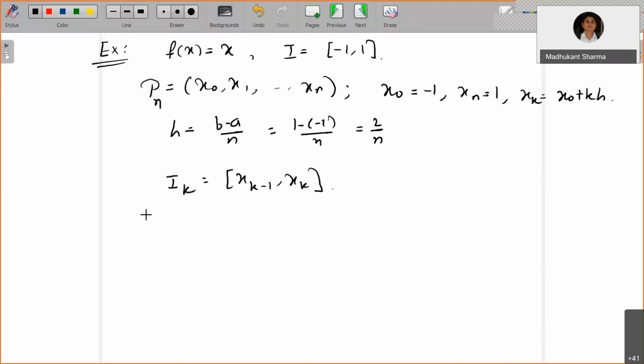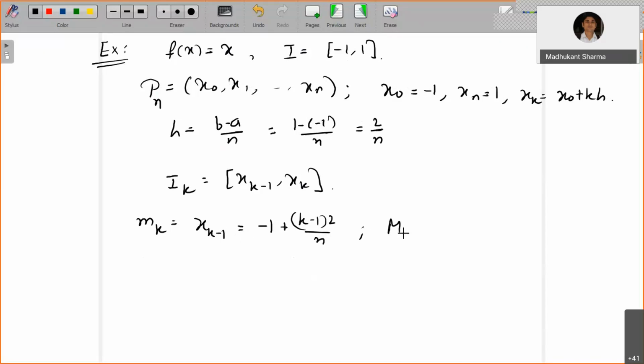Now small mk is the infimum of f of x, such that x belongs to Ik. Okay, so the function is increasing, so the infimum will be attained at the left hand point of the interval, that is nothing but x_{k-1}. That means minus 1 plus (k minus 1) times 2 by n.